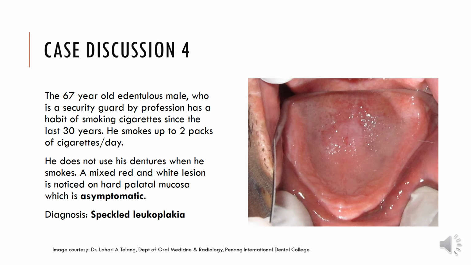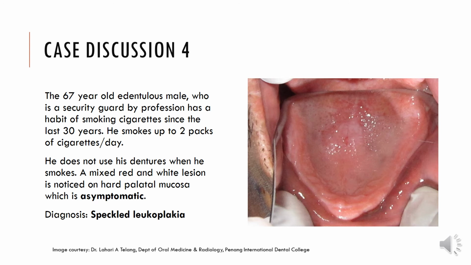Case 4 is a 67-year-old edentulous male who is a security guard by profession and has a habit of smoking cigarettes for the last 30 years. So that's a chronic cigarette smoking habit. He smokes up to 2 packs of cigarettes a day, which is quite a bit, can go up to 20 to 24 cigarettes a day. He does not use his dentures when he is smoking. So what does it mean? It means that the cigarette smoke is in direct contact with the palate, and the denture, which would have acted as a barrier, is not acting as a barrier anymore.